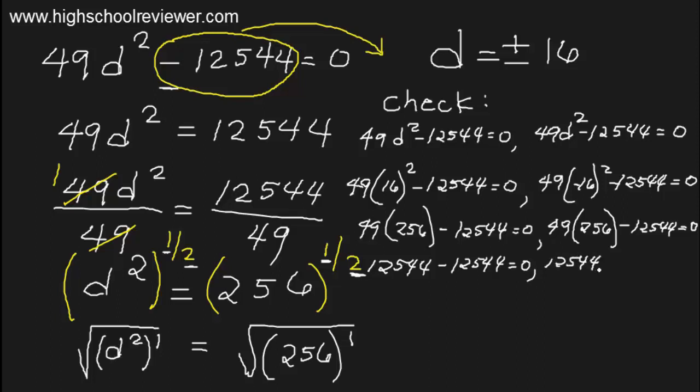And this will be 12,544 minus 12,544 equals 0. So this is 0 equals 0, 0 equals 0. So therefore, our values for d, which are positive 16 and negative 16, are correct.